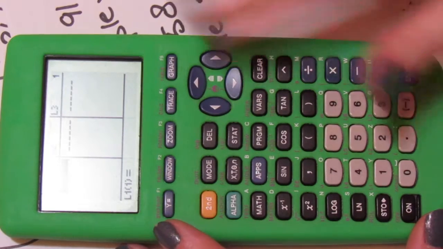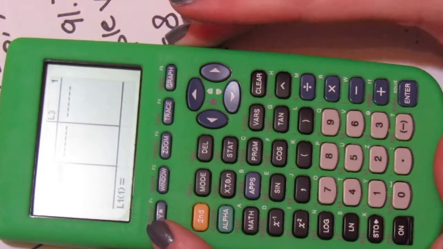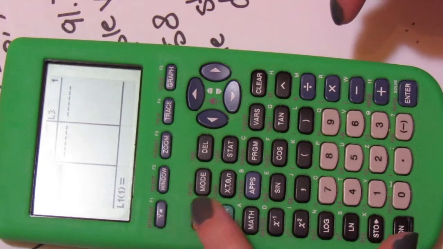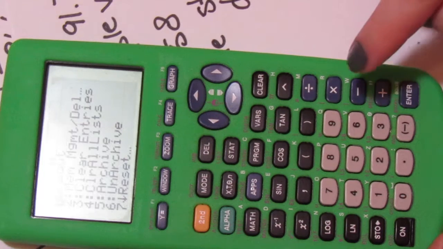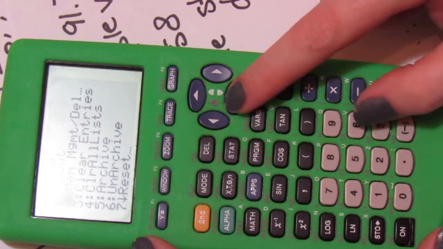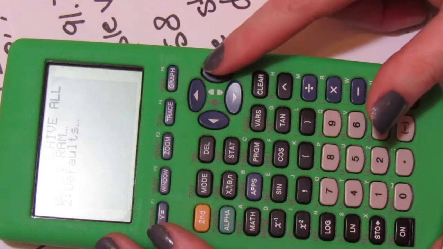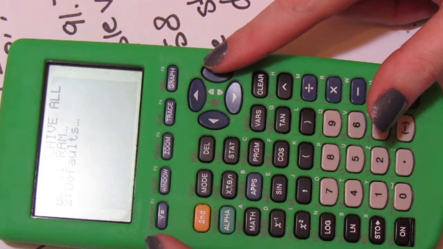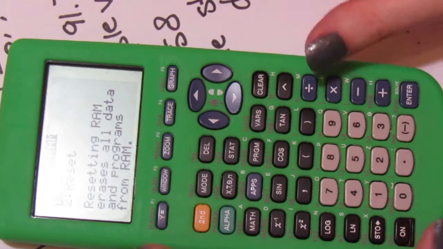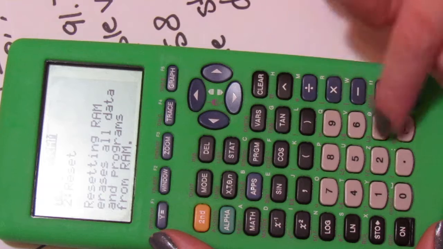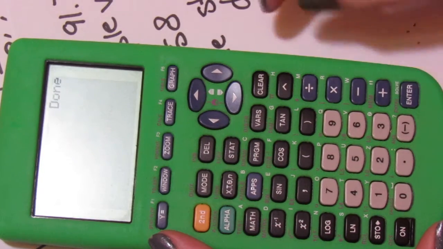Also, if you need to clear your entire calculator, like there's so much stuff up there in all the columns, what you would do is hit second plus, because memory is right here. And then you would go down to reset, which is 7. And then you want to get rid of all. It'll tell you resetting erases everything. 1 is no, 2 is yes, basically. So you just hit 2. Clears everything.